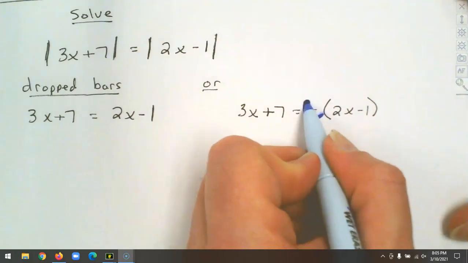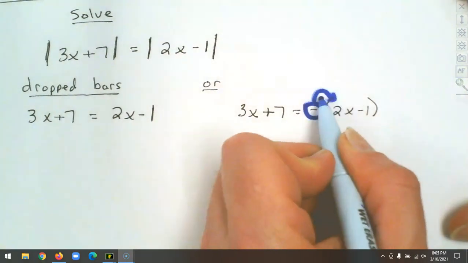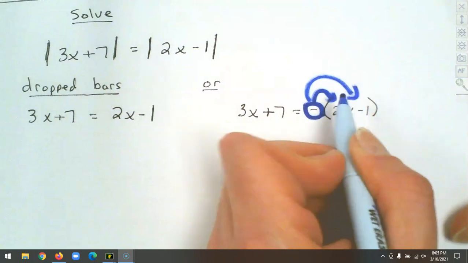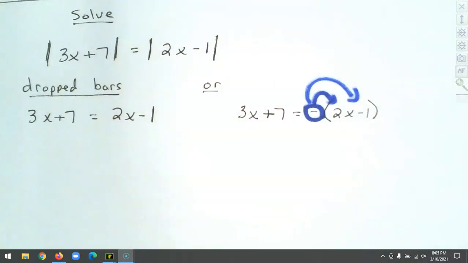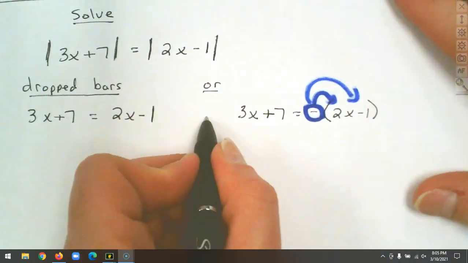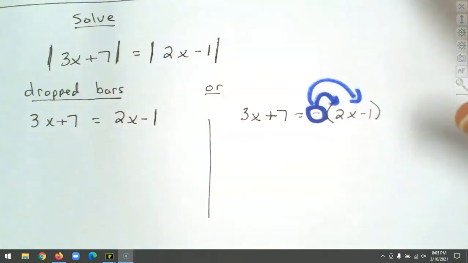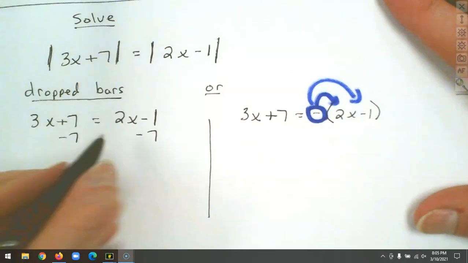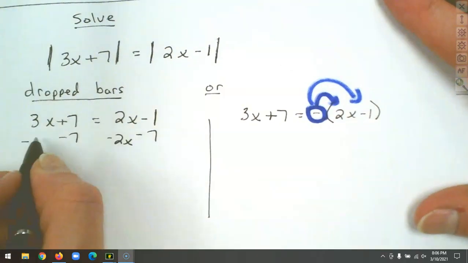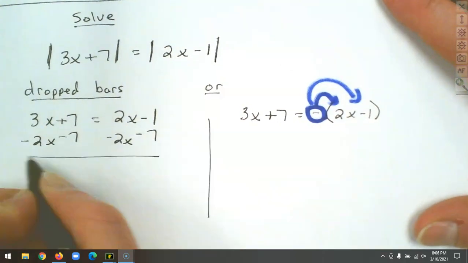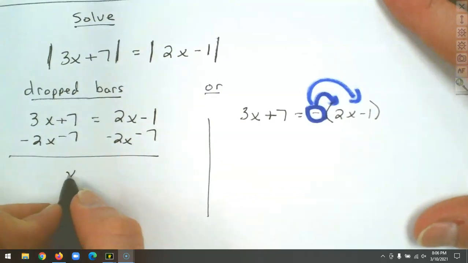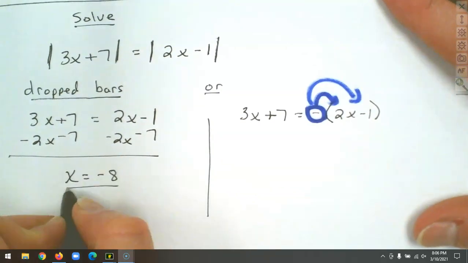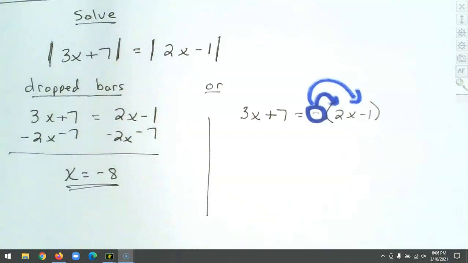And on that second one, remember we're going to have to distribute that negative symbol through. So let's focus now on the left-hand side. And so we'll move that 7 over, and we'll move that 2x over as well. And that leaves you then with x equaling a -8.